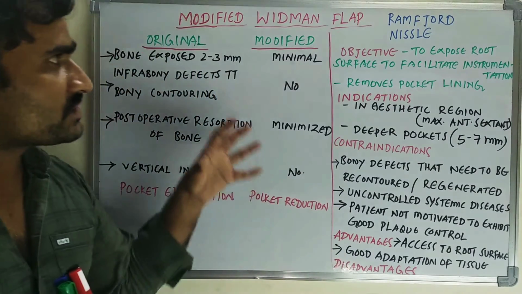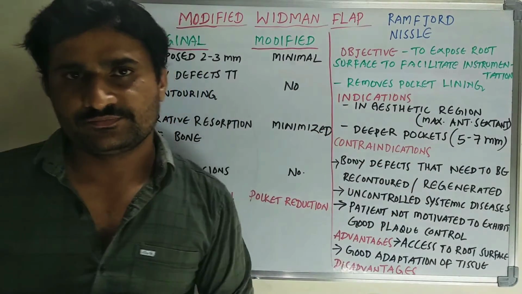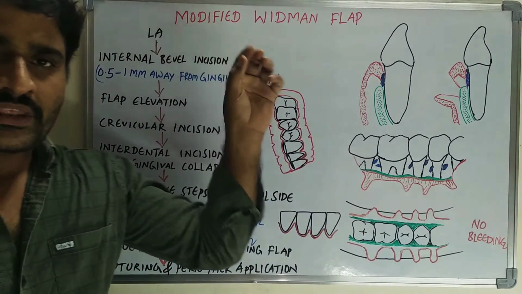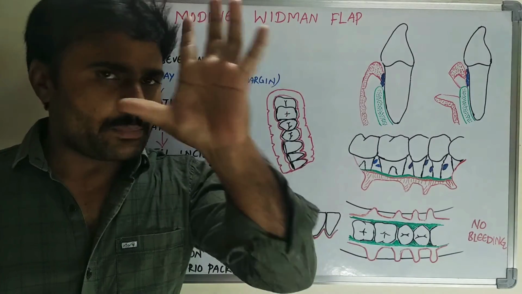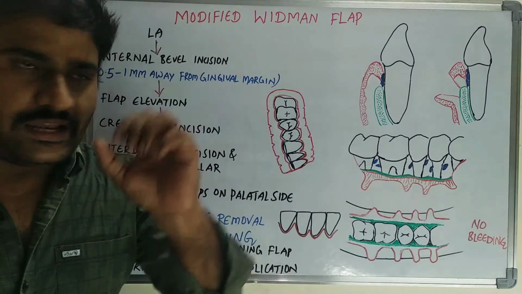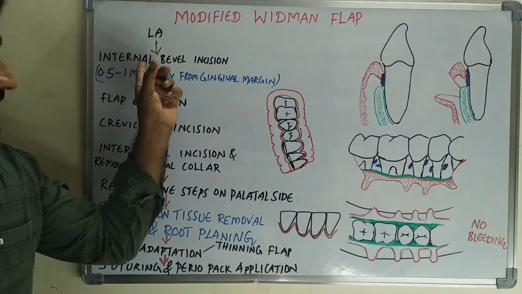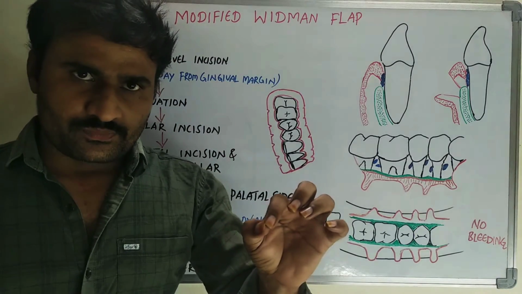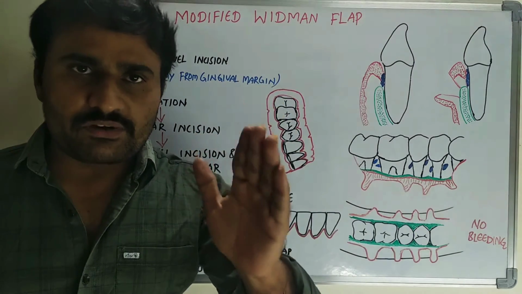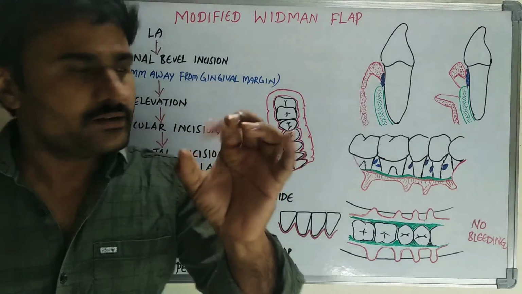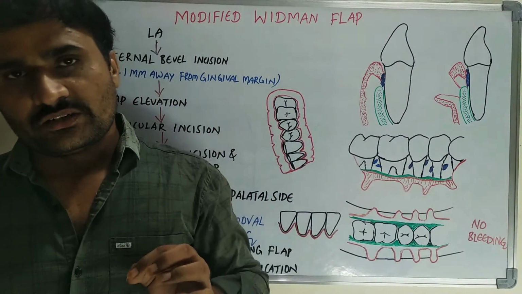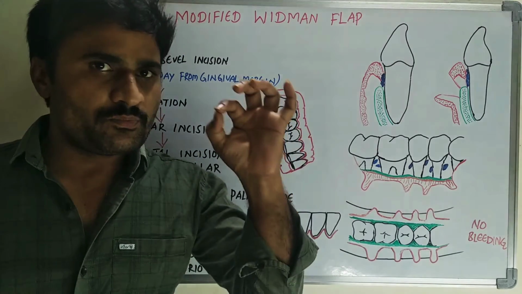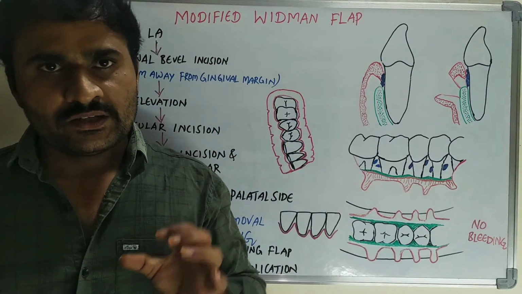Now we will discuss the surgical procedure in detail. The procedure can be done under local anesthesia. Based on the area of operation, you have to go accordingly, that is the type of nerve blocks. After LA, the first incision is the internal bevel incision. It is also called the reverse bevel incision, which is made 0.5 to 1 mm away from the gingival margin. Very much important. This is a PG bit.